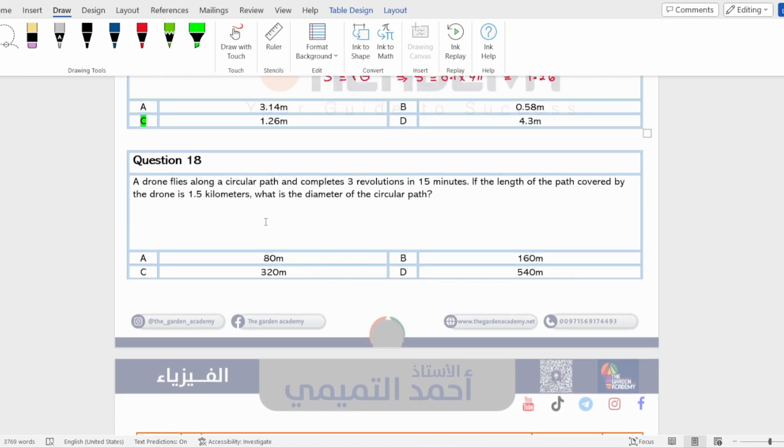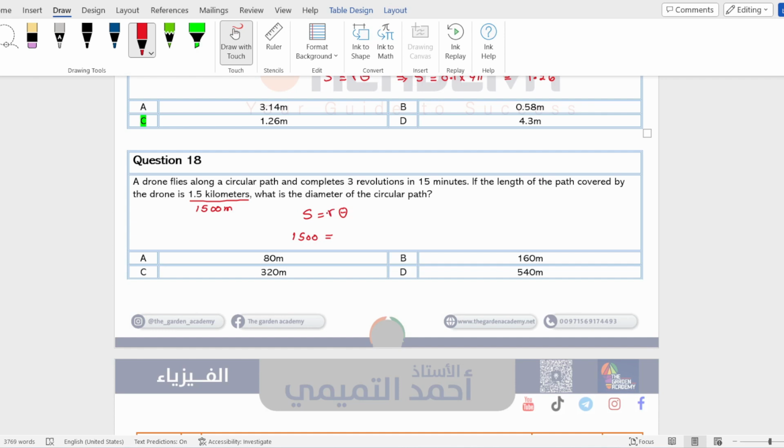Question number 18. A drone flies along a circular path and completes 3 revolutions in 15 minutes. If the length of the path covered by the drone is 1.5 kilometers, what is the diameter of the circular path? Now we are asked for the diameter. So again we use the same equation, S equals R times theta. Now the linear displacement S is given in kilometers, so we have to convert to meters by multiplying by 1000. So this is 1500 meters. So S is equal to 1500 meters.